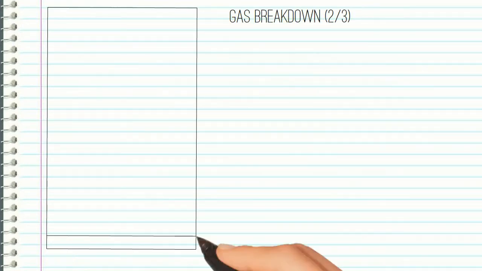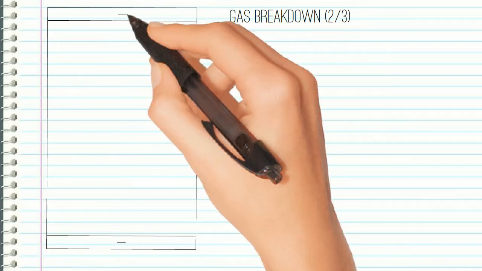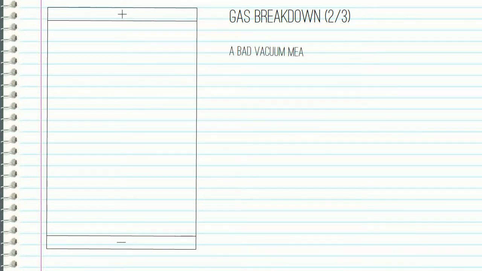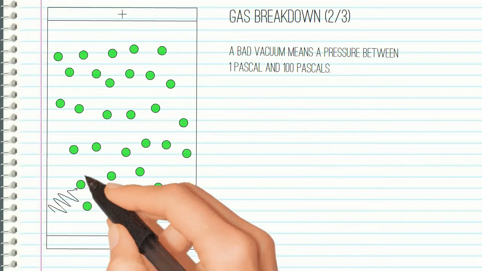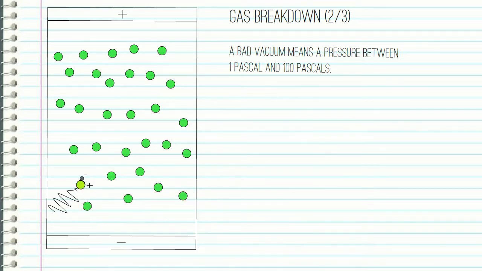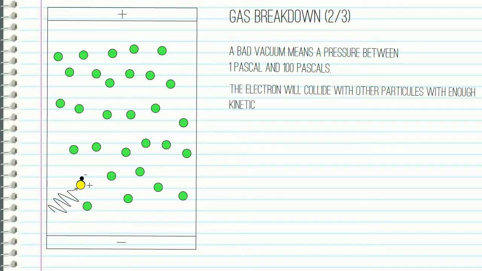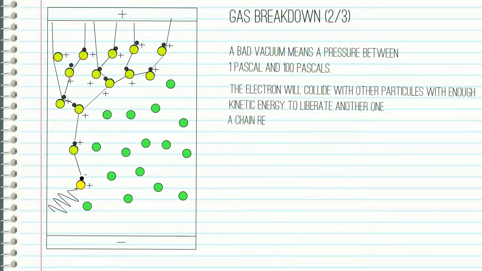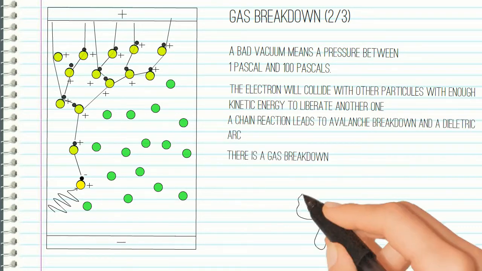Now let's take the same model of vacuum interrupter, but this time with a bad vacuum. A bad vacuum means a pressure between 1 Pascal and 100 Pascals. If a particle is excited, it will liberate an electron which will accelerate toward the anode. The electron will collide with other particles with enough kinetic energy to liberate another one. A chain reaction leads to avalanche breakdown and a dielectric arc. There is a gas breakdown.